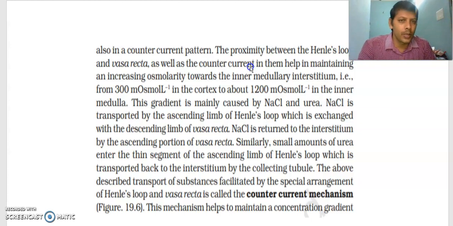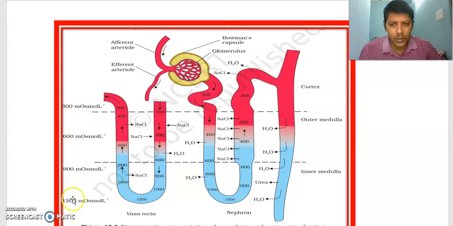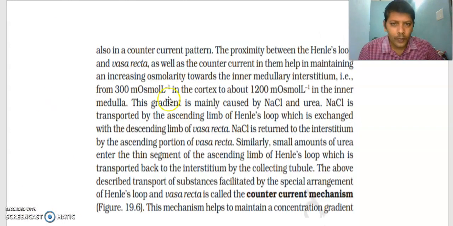maintaining an increasing osmolarity towards the inner medullary interstitium: 300 milliosmoles in the cortex and 1200 milliosmoles in the medulla. This gradient is mainly caused by the proximity and the counter current pattern, and in the medulla it is caused mainly by two substances: one is NaCl, another one is urea.